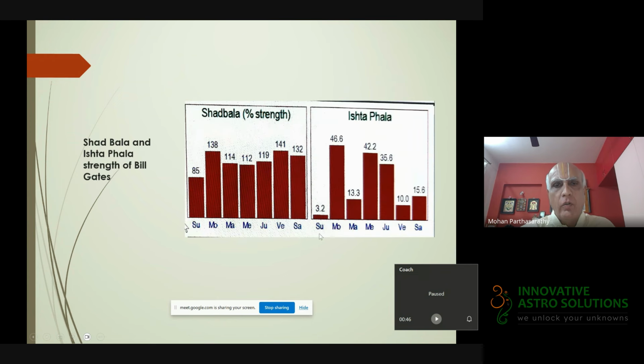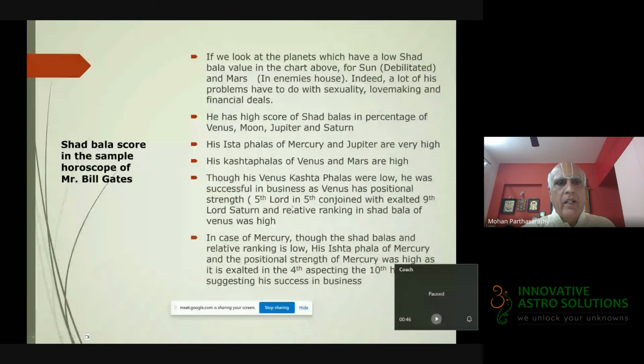So we'll go now to the Shadbala values. Shadbala of Moon is very high, 138. Venus is the very highest, 141. Then Moon, followed by Saturn. They are all very, very high values. Ishtapala of Moon is very high. Mercury is also very high. Jupiter is high. Now, how it is to be analyzed, we will see.